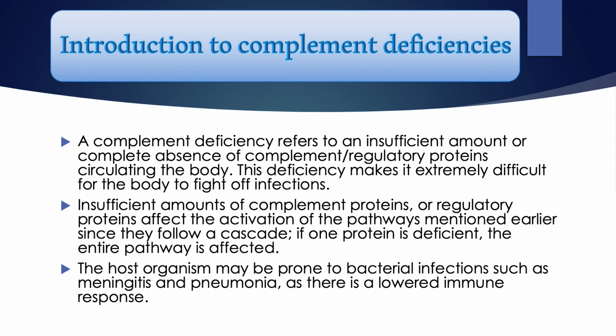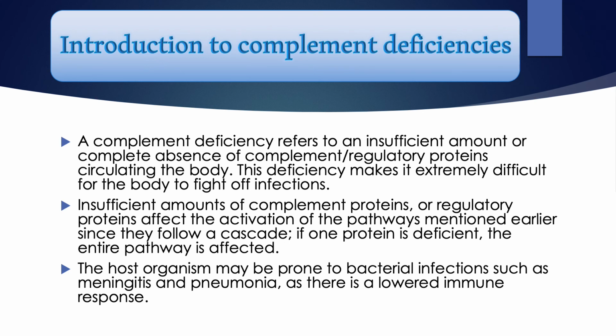Introduction to complement deficiencies. A complement deficiency is an insufficient amount or the complete absence of complement or regulatory proteins in the blood. This deficiency often is associated with increased susceptibility to bacterial infection. Additionally, there are many autoimmune diseases associated with complement deficiencies. One example is systemic lupus erythematosus. This is a serious condition that leads to inflammation, tissue damage, and organ damage.